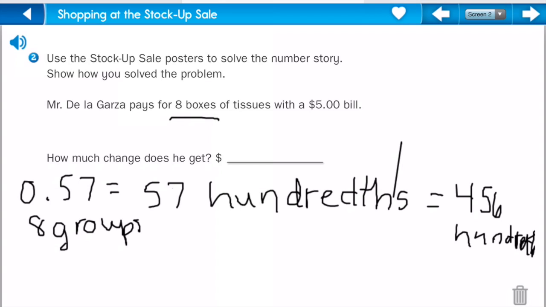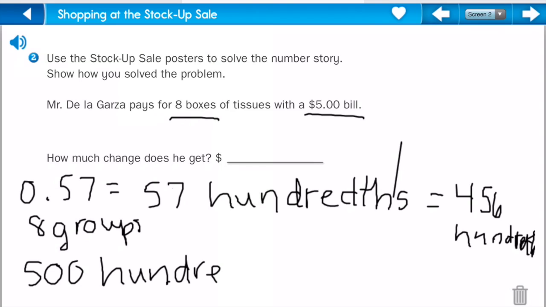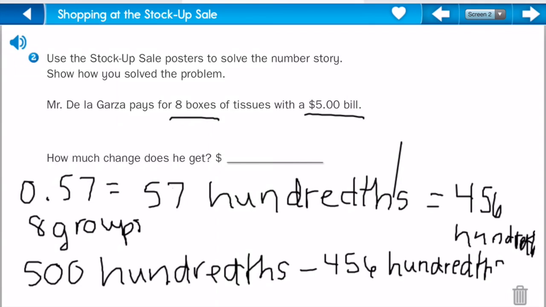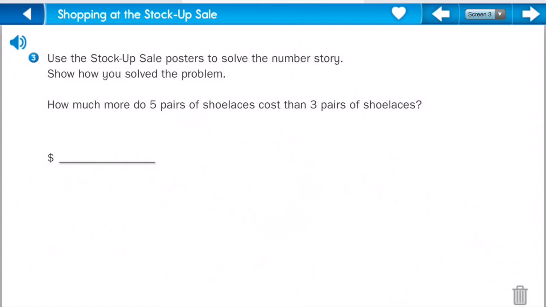All right, and then we're going to turn this $5 right here into 500 hundredths. And we're going to subtract that 456 hundredths. And we get 44 hundredths. Right, and so 44 hundredths looks like this. All right, I will let you guys try this one on your own.